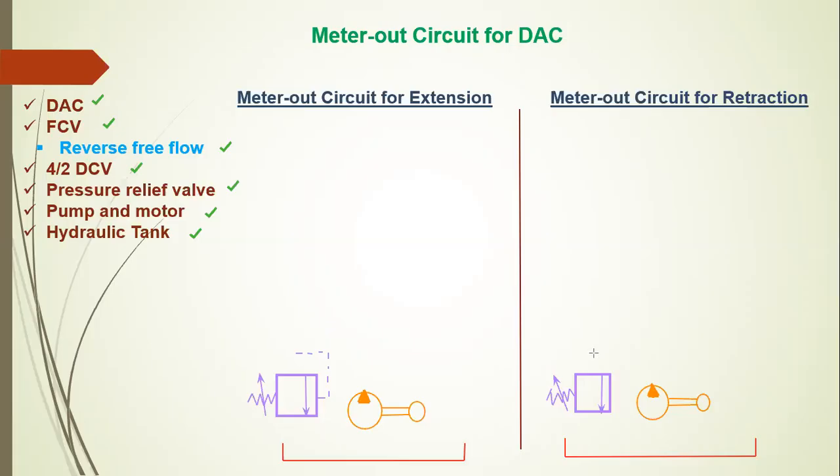This dotted line is a bypass line. Then after, we require one 4 by 2 DCV. So next we draw the 4 by 2 DCV.